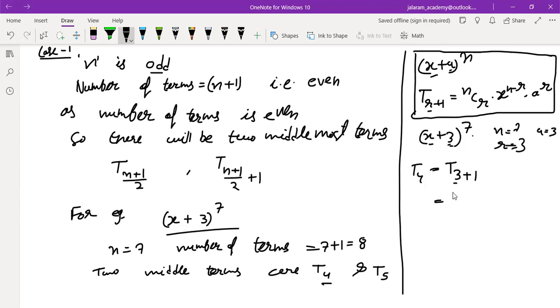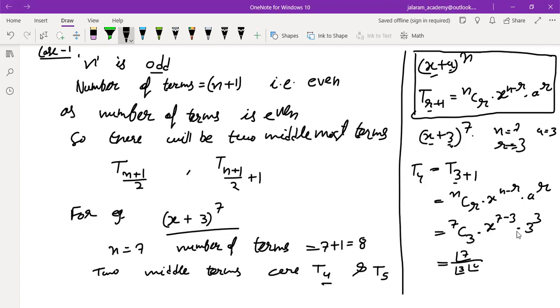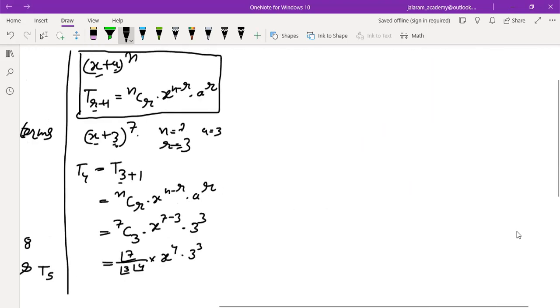And the formula is nCr x^(n-r) a^r. Value of n is 7, C 3, into x. In place of x it is x only. In place of n 7, in place of r 3, so x^(7-3), into a, in place of a it is 3, so 3 cubed. Now 7C3 means factorial 7 upon factorial 3 into factorial 4, into x^4 into 3^3. So now we will simplify this.